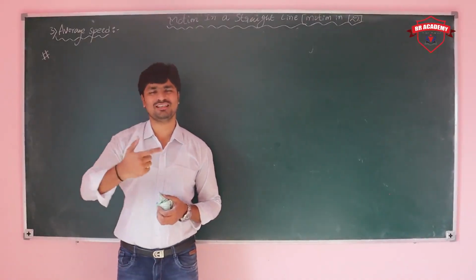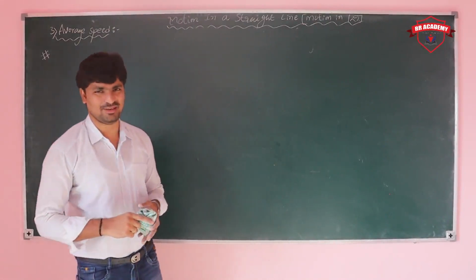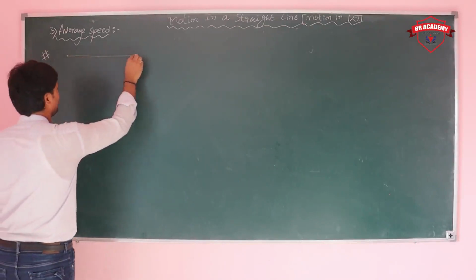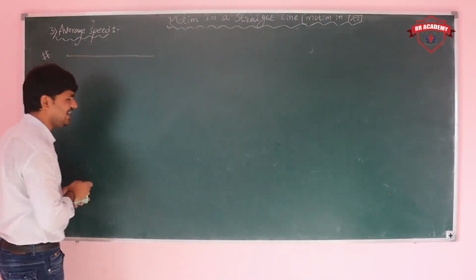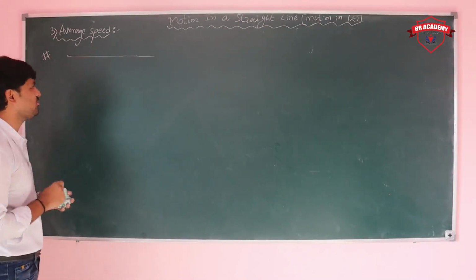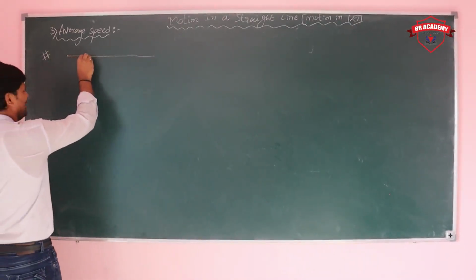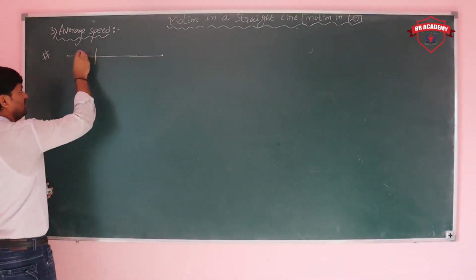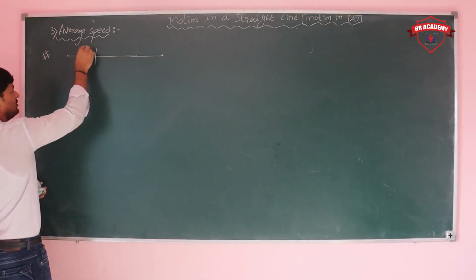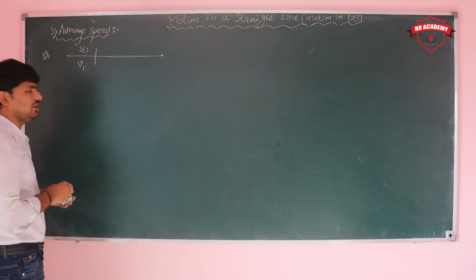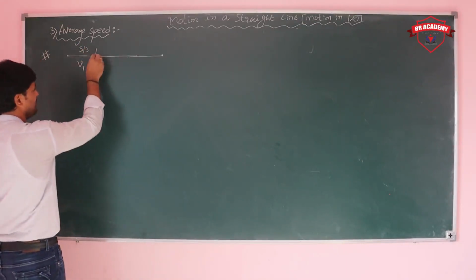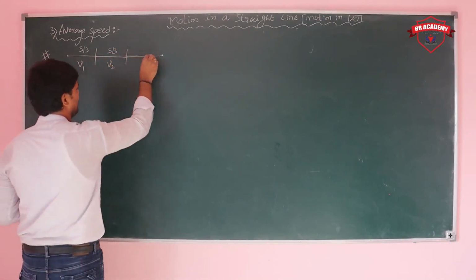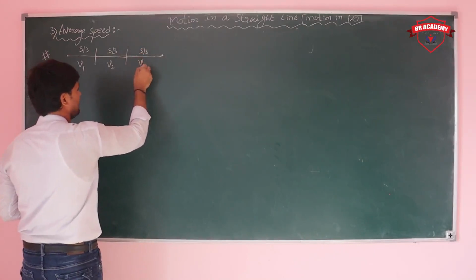So we'll see one more example in distance average speed. Here I am considering the situation like this. A car is moving in a straight line. You can write the problem, no problem. The car is moving in a straight line which covers the first 1/3 distance with a speed V1, the next 1/3 distance with a speed V2, and the remaining 1/3 distance with a speed V3.